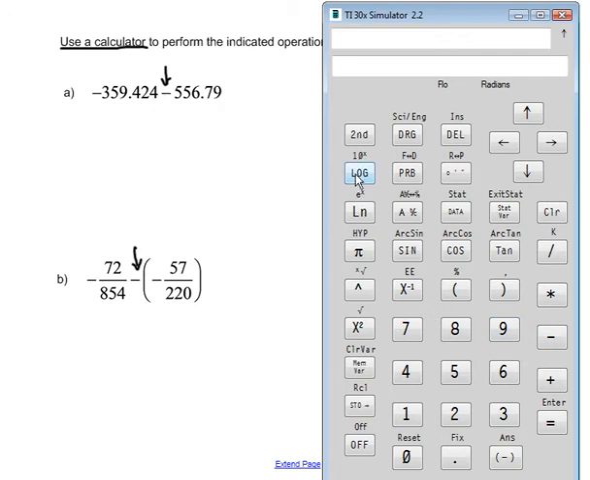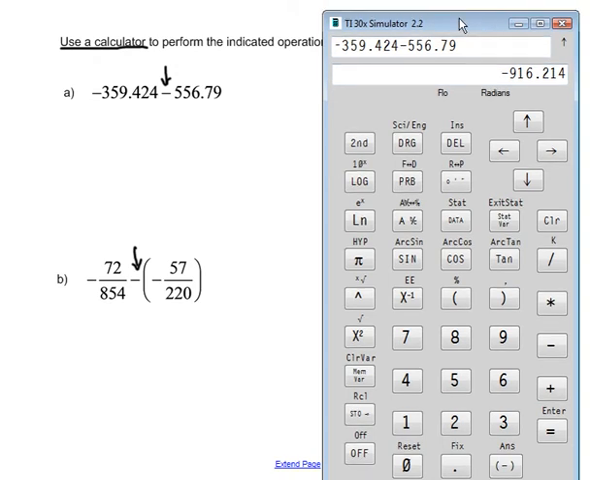So let's take a look at this first problem. So we have negative 359. And notice that I use this negative sign down here for the negative, and then we have our decimal point, 424, so that's 424 thousandths. And from that we're going to subtract. So now we're going to come over here and press the subtract, and we have 556, and then our decimal point, and then another 79 hundredths, so 0.79. And when we press enter, notice we have negative 916 and 214 thousandths, so this is 0.214.